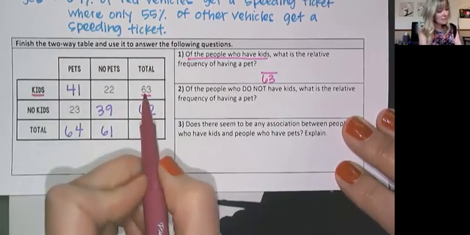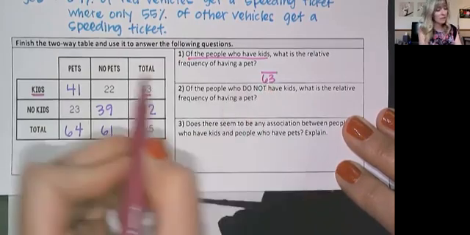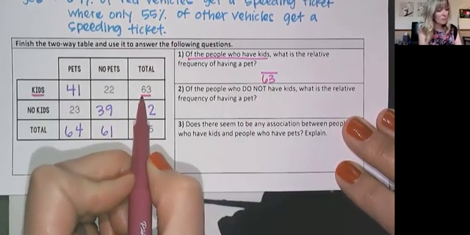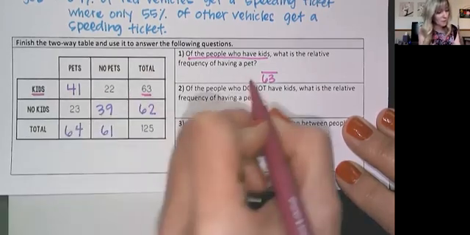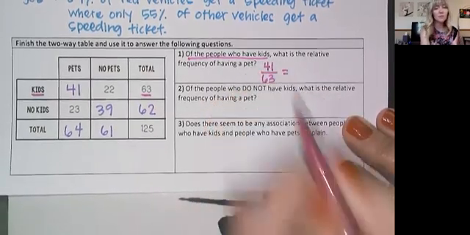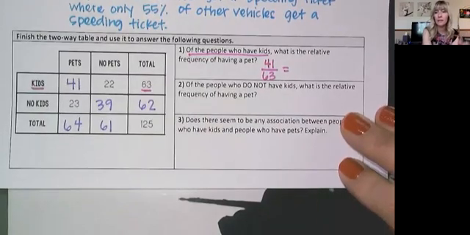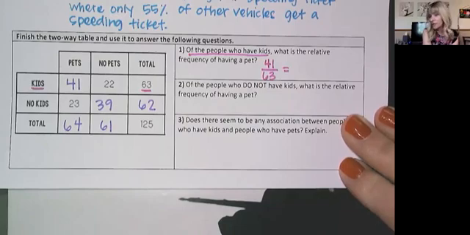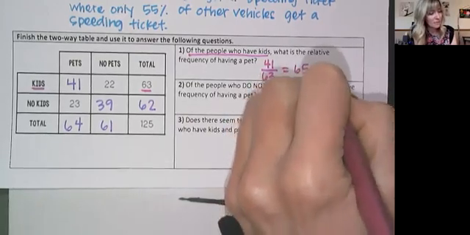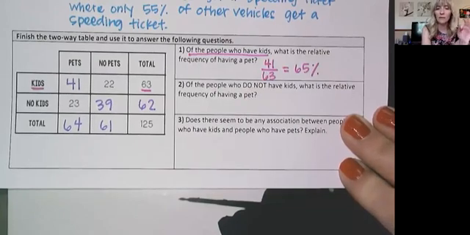Okay, so I know 63 is my total. It's out of 63. Which of those numbers is people that have pets? 41. So 41 goes on the top. As soon as you have your ratio, you're ready to type it in your calculator. 41 divided by 63 times 100 and turn it into a percent. And this is the relative frequency. 65% of the people who have kids also have a pet.